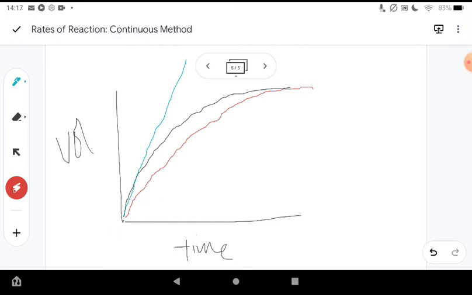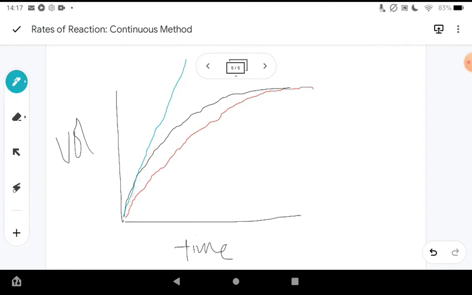So what you would do is, you've got 0, 0 fortunately in this case, but let's say this is 10 seconds in and produces 50 centimetres cubed of gas. Your initial rate would be 50 centimetres cubed divided by my time, which is 10. So it would be 5 centimetres cubed per second. And that would be the initial rate of reaction.